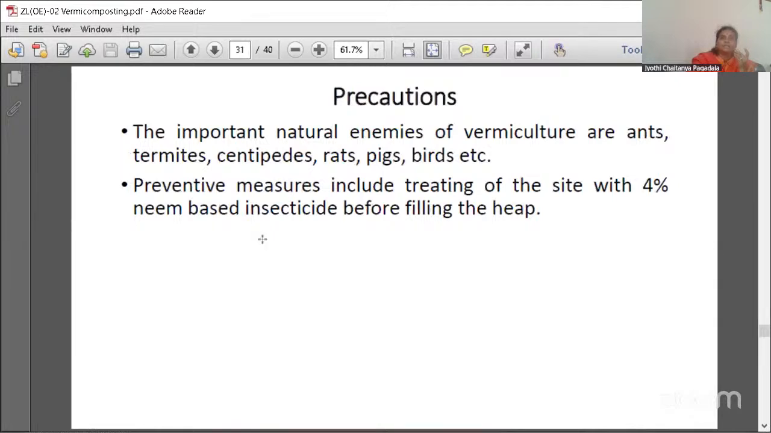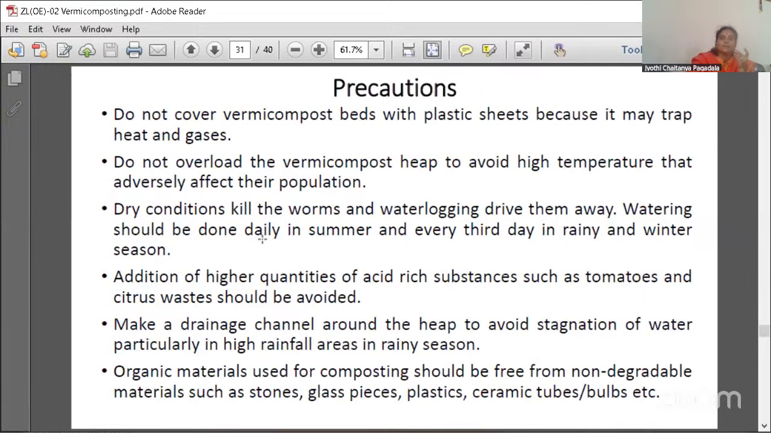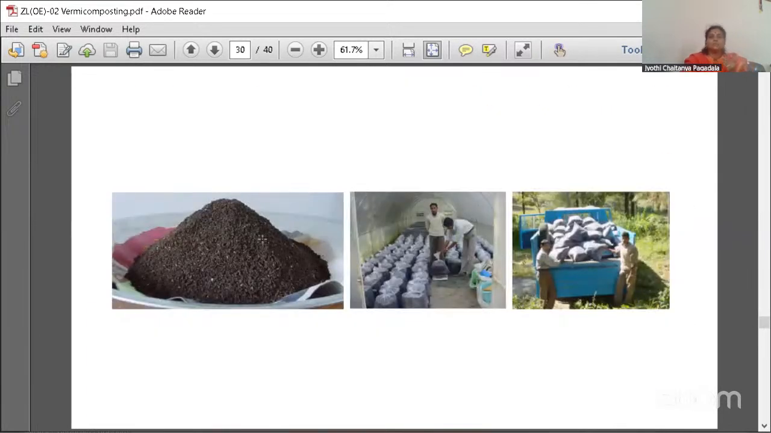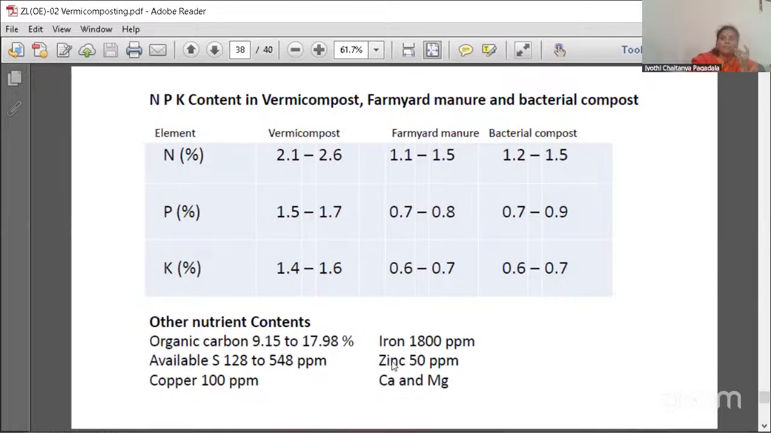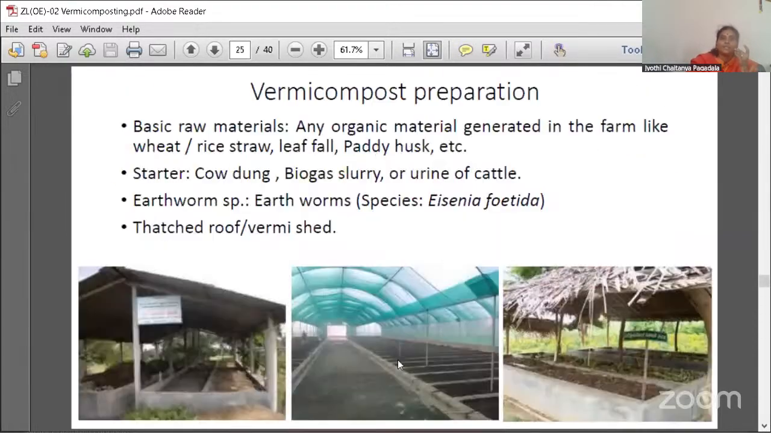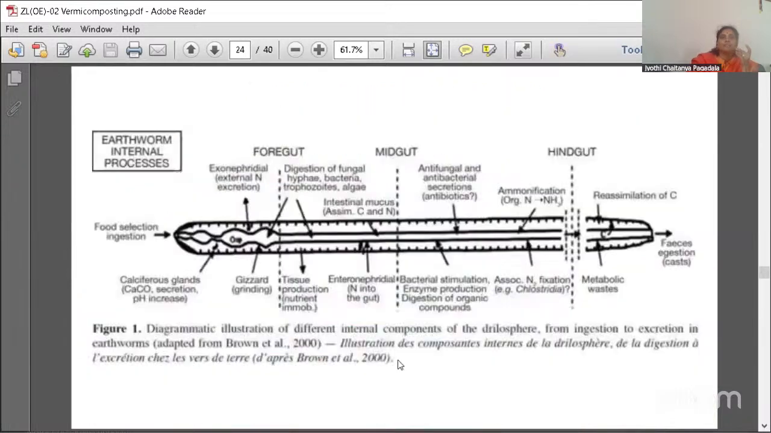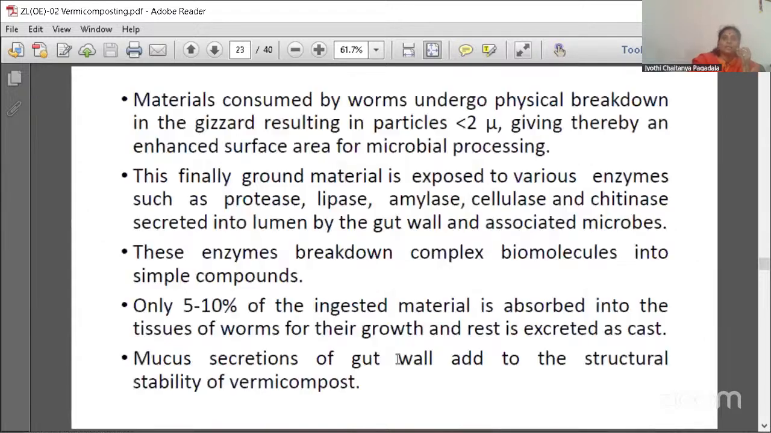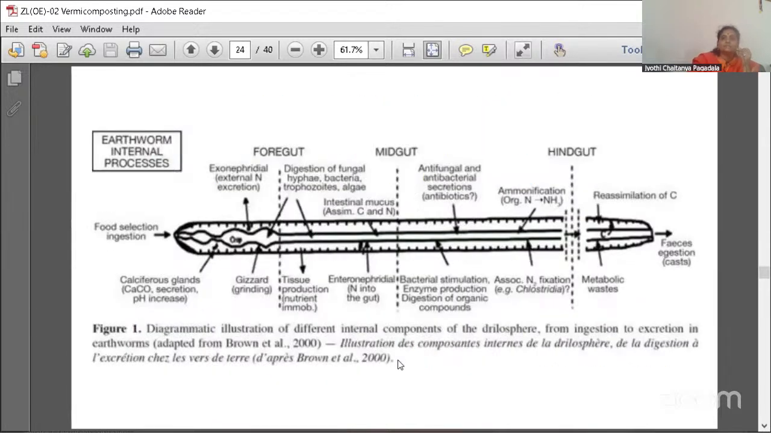After this stage, our vermicompost is ready to transport anywhere after fine and careful packaging. This is about vermicomposting, vermicompost preparation, and maintenance of the beds. And yes, we also discussed earthworm internal and external structure.